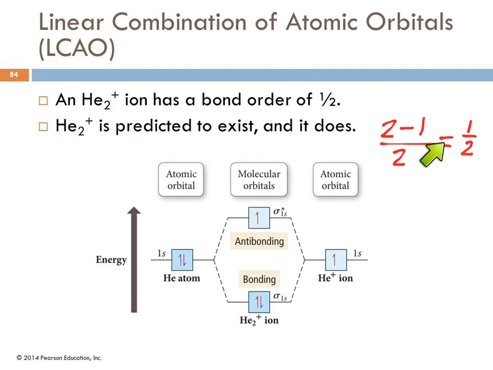Yeah, this is a bond order of 1/2, meaning this bond is weaker than the hydrogen bond, which had a bond order of 1. But the greater the positive bond order, the stronger the bond is. Any questions?